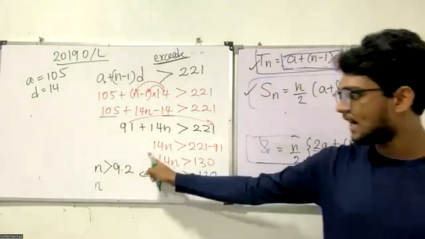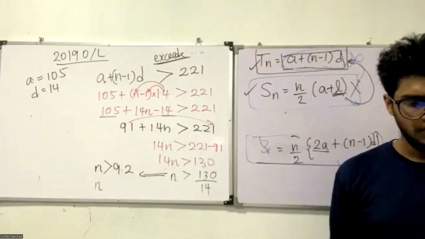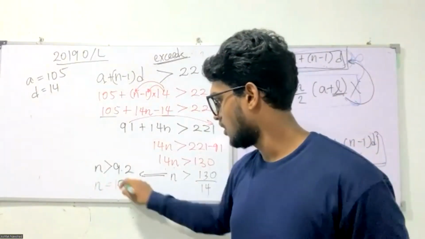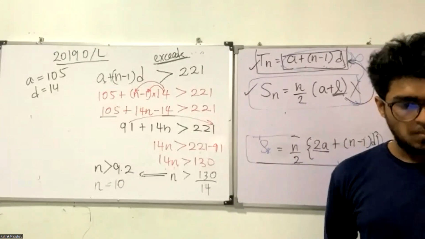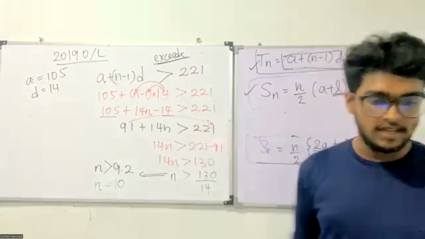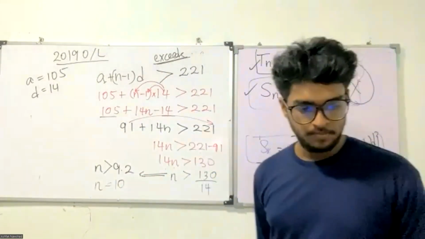What is the integer greater than 9.2? The immediate next. What is it? 10. Yes. So in the 10th week she exceeds the 221 minutes time period. She exceeds that time period in the 10th week.